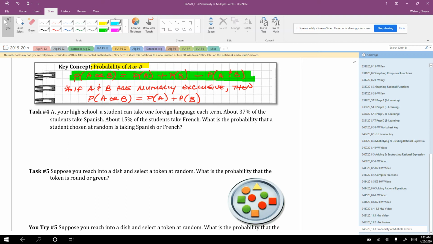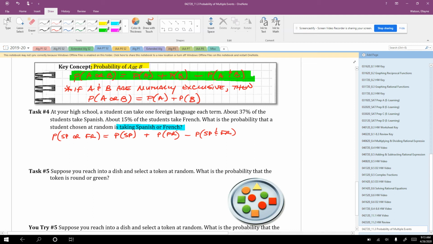So right here, what are we solving for? Taking Spanish or French. So this is an or statement, right? So we want to start like this. Probability of, and I'll just call this SP for Spanish and FR for French, just so you can see the difference here. So it's going to be the probability of Spanish plus the probability of French. I'm sorry, that should be a plus right there. Minus the probability of Spanish and French.